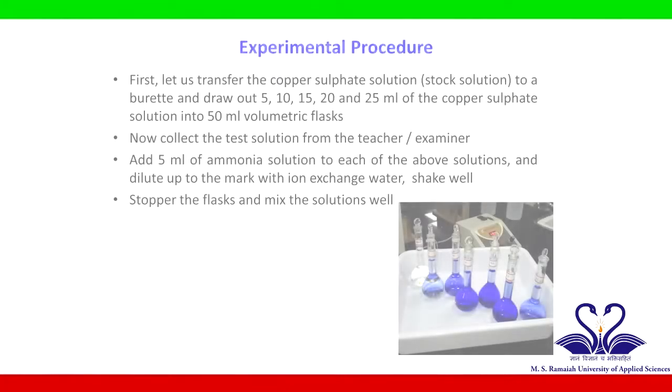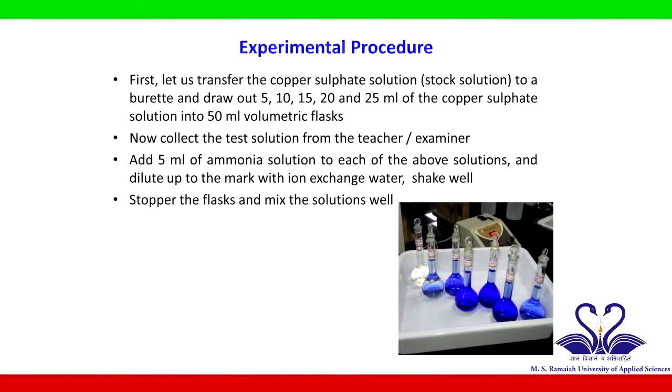Procedure. First, let us transfer the copper sulfate stock solution to a burette and draw out 5, 10, 15, 20 and 25 ml of the copper sulfate solution into 50 ml volumetric flasks. Now collect the test solution from the teacher examiner. Add 5 ml of ammonia solution to each of the above solutions and dilute up to the mark with ion exchange water. Shake well. Stopper the flasks and mix the solutions well.